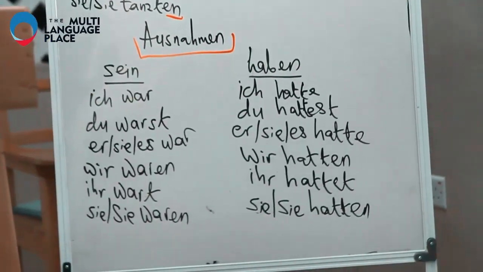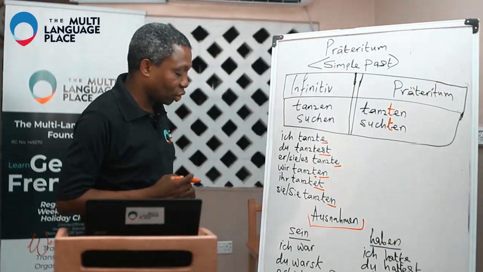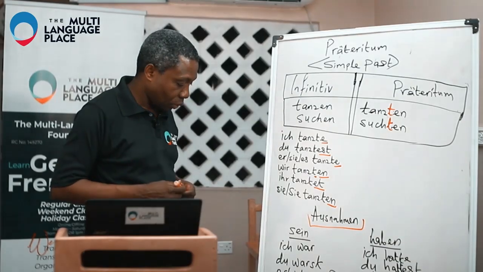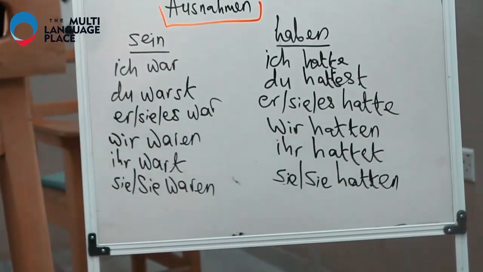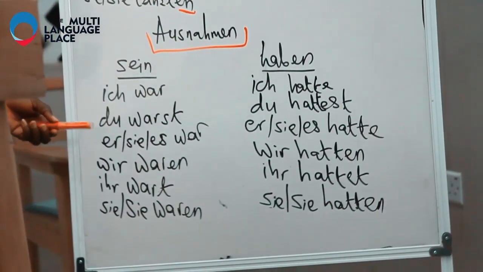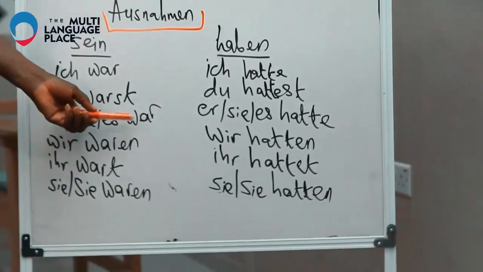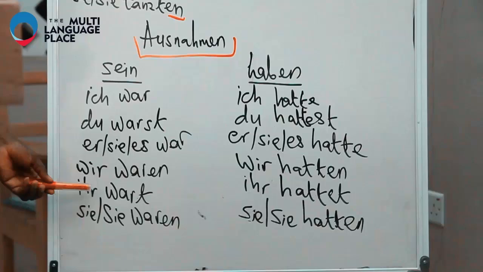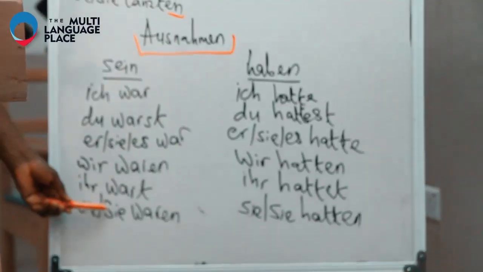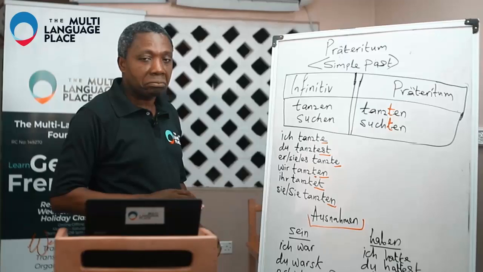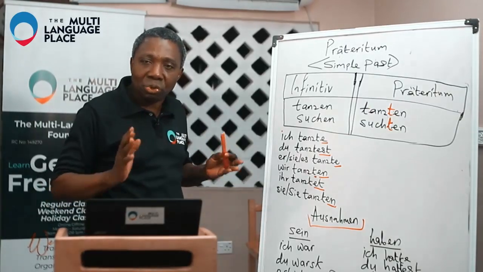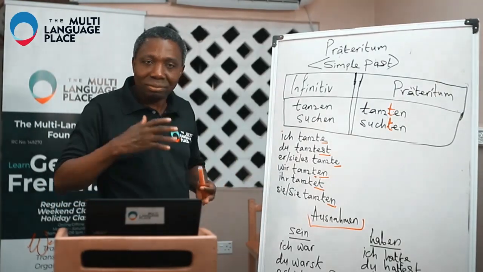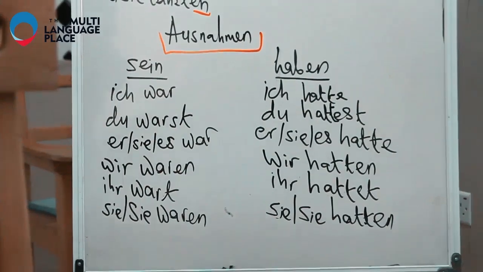And then in the Präteritum form, this is their conjugation. Ich war, du warst, er, sie, es war, wir waren, ihr wart, sie waren. No shortcuts to knowing that, just repeat it over and over until it stays in your system.